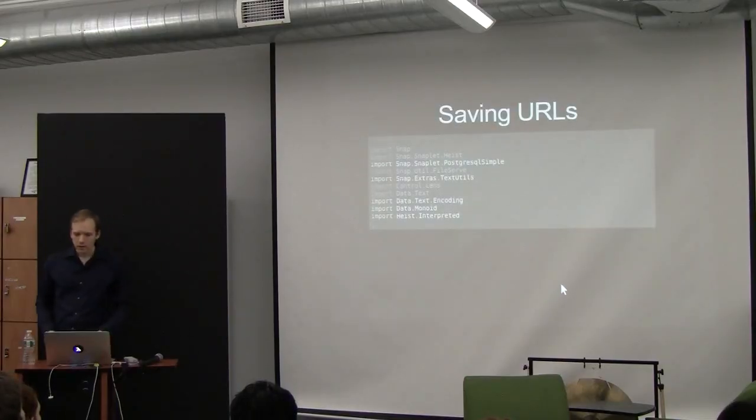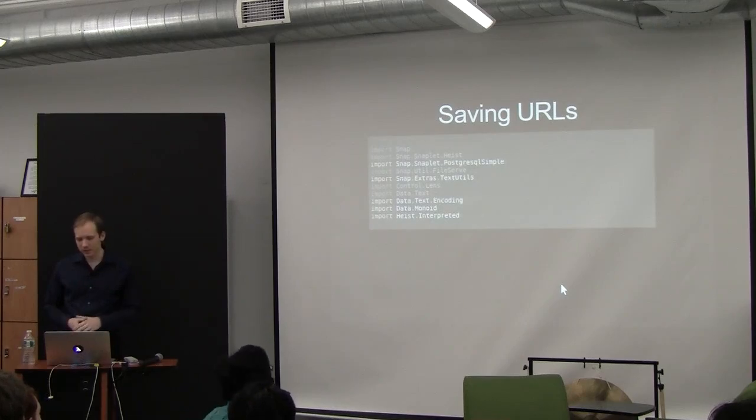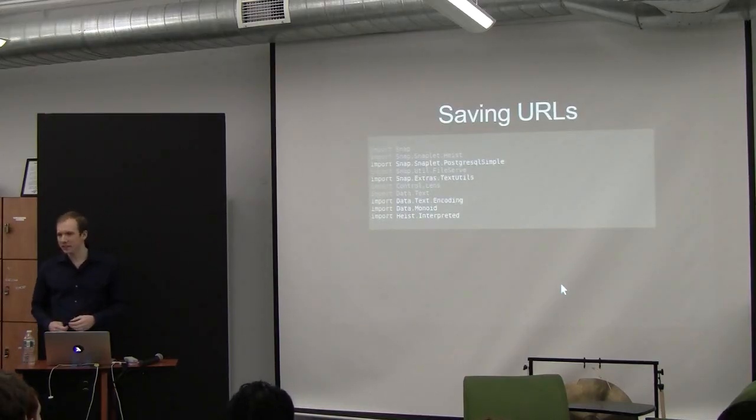All right, so the next thing we need to do is actually save the data that we've received. This is the key part of a URL shortener. So we add a few libraries here. The most important one here is the Postgres simple snaplet, another one of Doug's creations, which makes it very easy for us to integrate the Postgres database. Obviously, I'm not going to go into setting up the database. That's something that is beyond the scope of this talk.